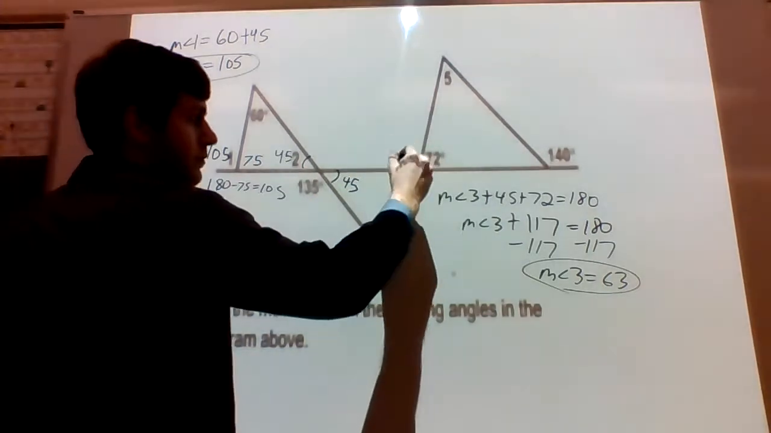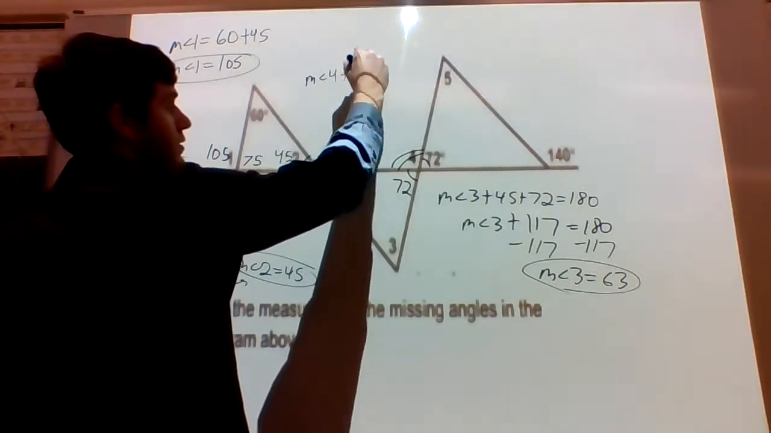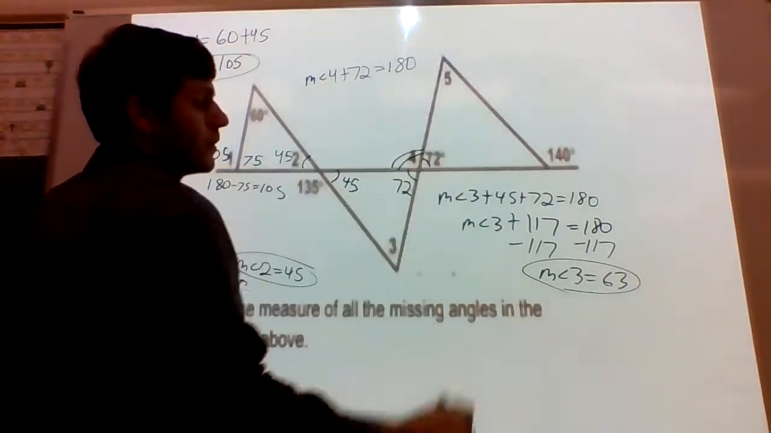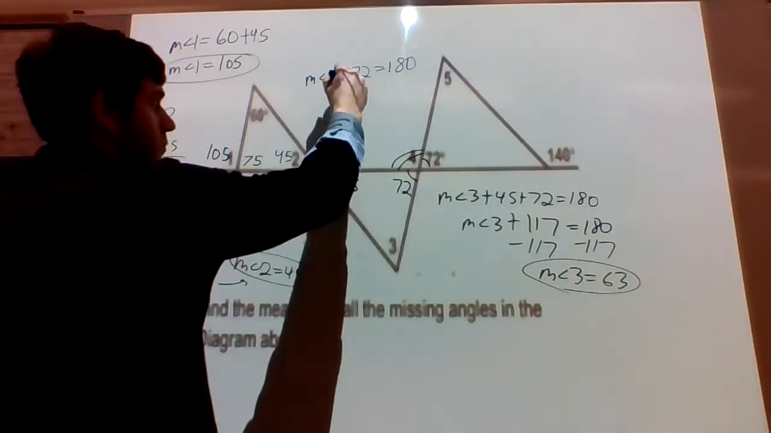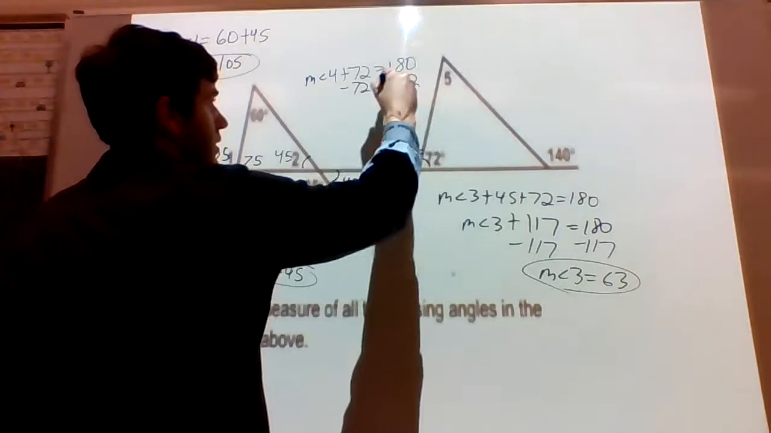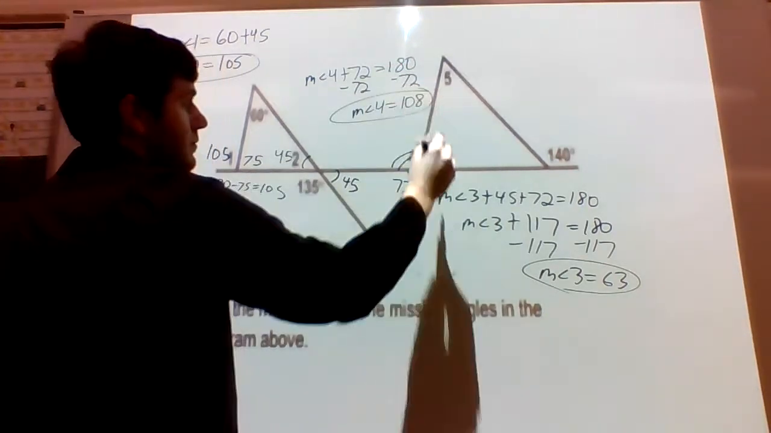We have a linear pair. The measure of angle 4 plus 72 equals 180. Linear pairs are supplementary, so their angle measures add up to 180. Subtract 72. The measure of angle 4 is 108.